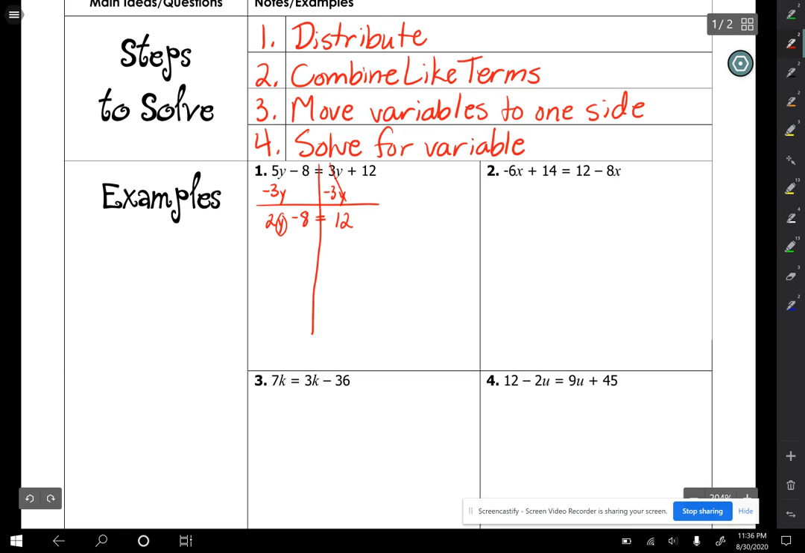And so I'm going to solve for the y. I need to add 8 to both sides. 2y, these are gone, equals 12 plus 8 is 20. Still got to solve for the y, so I need to divide by 2 on both sides. Cancels out. Y equals 20 divided by 2 is 10. Okay.